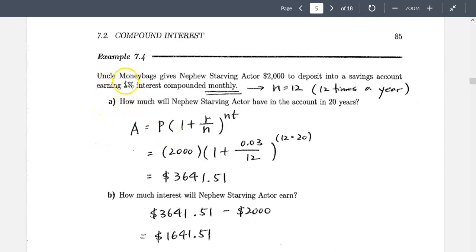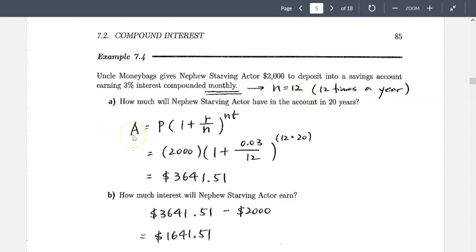So Uncle Moneybags gives his nephew, a starving actor, $2,000 to deposit into a savings account, earning 3% interest compounded monthly. That means the interest will not be calculated one time only. It calculates every month. So compounded monthly means what? 12 times a year. So N will be 12. In the formula, we're going to replace N with 12, because monthly means 12 times a year. Then we use the formula.